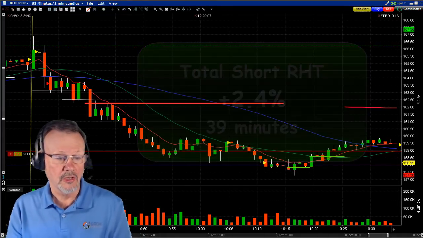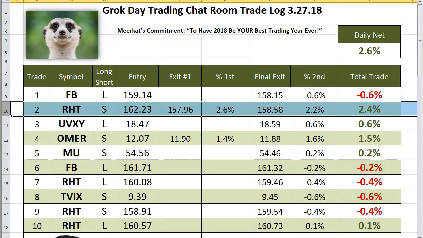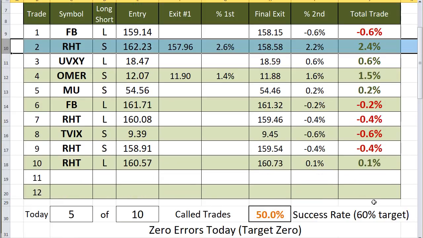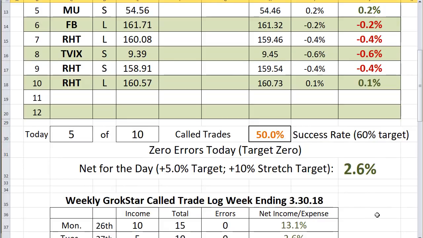Now this was just one of 10 trades that we made today in the Grok Day Trading Chat Room, and here are our actual results. Trade number 2 is the one I just showed you. It was the biggest trade of the day, but look at this. This is letting our winners run. We had 4 income trades in a row there. Then I had 4 expense trades in a row. But look at it, the biggest expense trade was minus 0.6%. So just a 50% day in the room, and we ended up with a net of 2.6%.